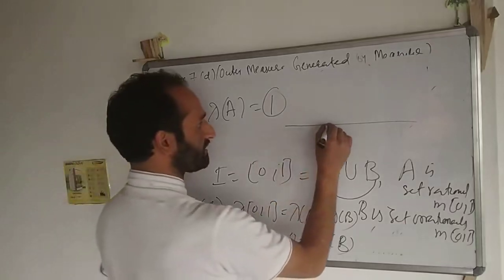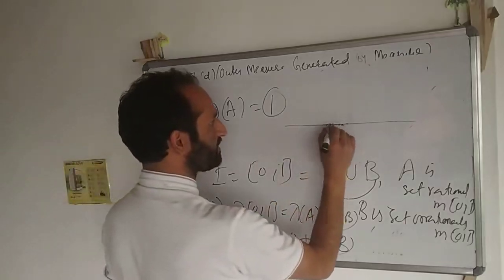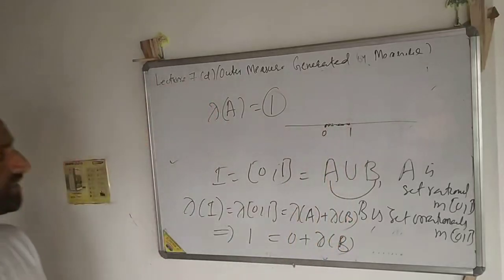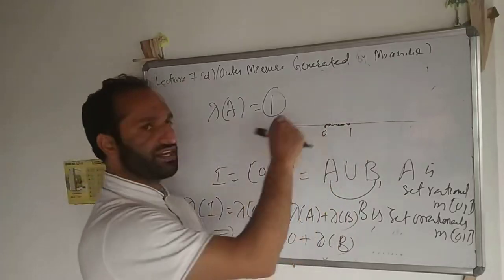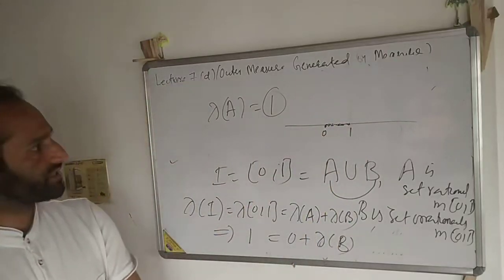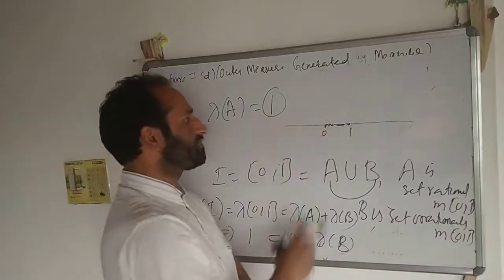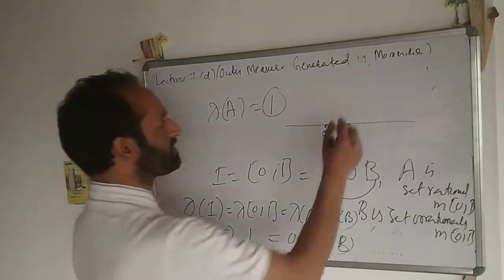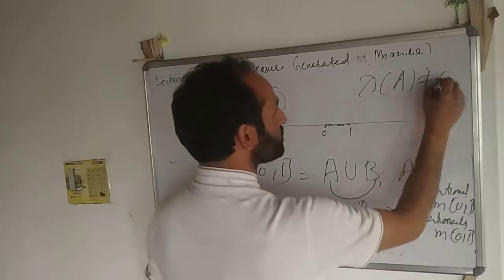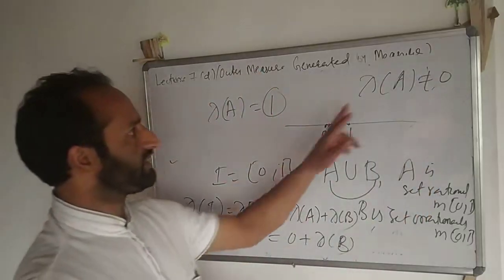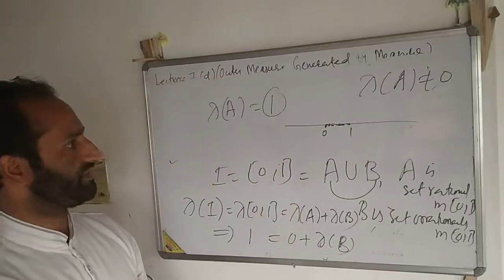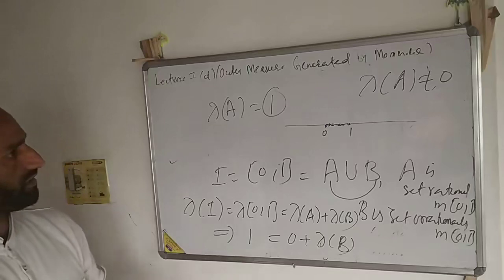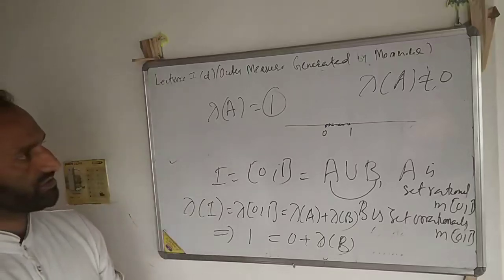It's not like a discrete set, it's a set of irrationals actually. They are dense in the interval [0, 1], and that set of irrationals does not contain any interval, because every interval contains rationals as well as irrationals, and the Lebesgue measure of that set is 1. So if the Lebesgue measure of a set is not equal to 0, we cannot say that the set A contains an interval.